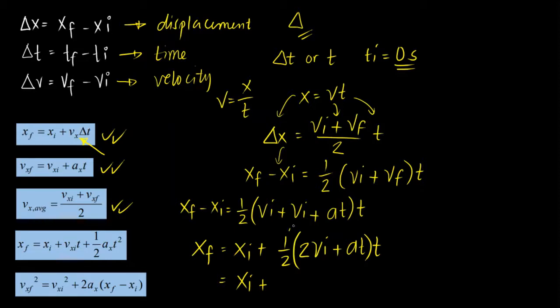So, i-distribute ko si 1/2 sa sulod, kag si t, distribute ko man sa sulod. So, 1/2 times 2 is 1. So, this becomes vit plus si 1/2, pabilin, and then you have a, t, may 2 na kita ka t, that's squared. And this is how we got the equation for x of f, or the formula for x of f. So, xi plus vit plus 1/2 at squared.